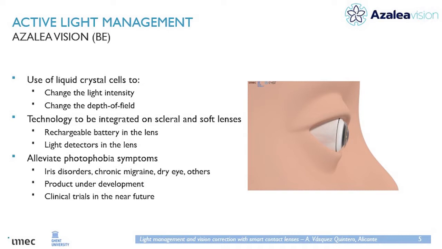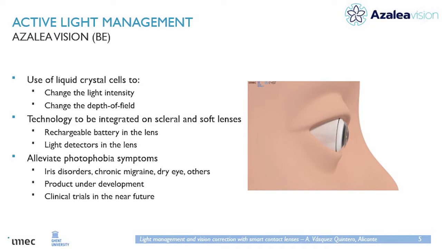So we use liquid crystals in order to reduce the amount of light. So really like a light filter that goes on and off automatically as soon as we detect enough light in the room. And also we can change the depth of field, as I will show in a moment. Inside of the contact lens, we have a little battery. So you can imagine it would be very, very small and thin. But this battery allows the lens to work for the whole day. And then at night you would just recharge it. Of course, we have also light detectors inside of the contact lens, so then it works automatically.